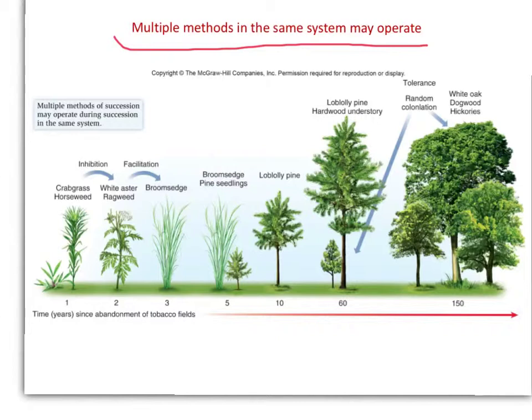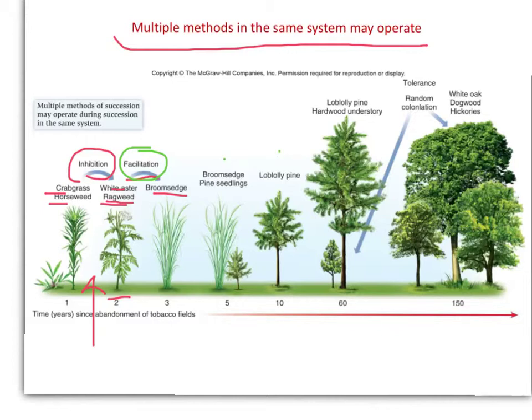So we may have early inhibition going on between crabgrass and horseweed, and white aster and ragweed. For example, crabgrass and horseweed may be inhibiting white aster and ragweed, but if a physical disturbance comes in and allows these guys to take over, they actually facilitate the environment for broom sedge. So we've got both inhibition and facilitation happening here. And then there may be other mechanisms, whether they're facilitation or inhibition.